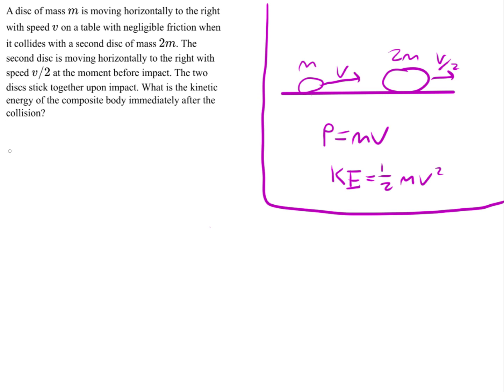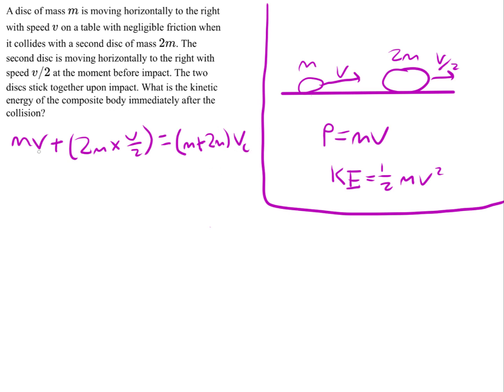We know that momentum is the mass times the velocity. So the momentum of the first disk is just mass times velocity. The momentum of the second disk is 2 times the mass times the velocity over 2. And that is the momentum before the collision. After the collision, after they stick together, they have a combined mass of the mass of the first disk plus the mass of the second disk, times the velocity of the composite body.